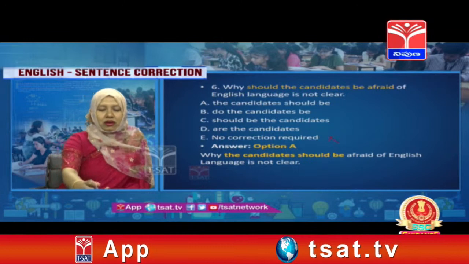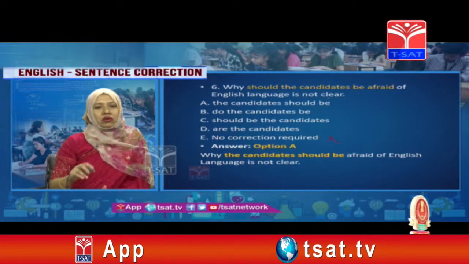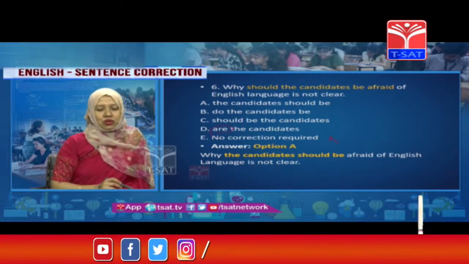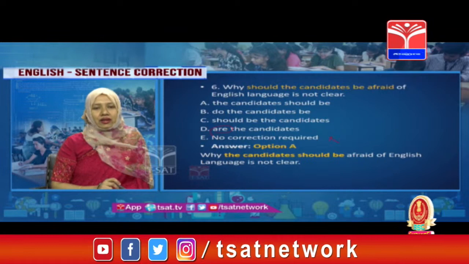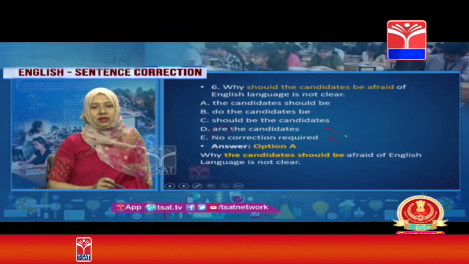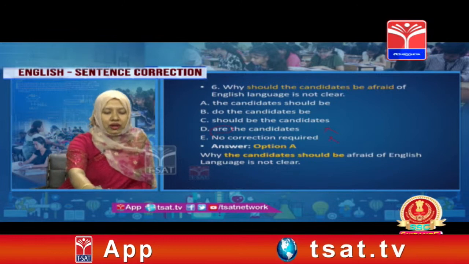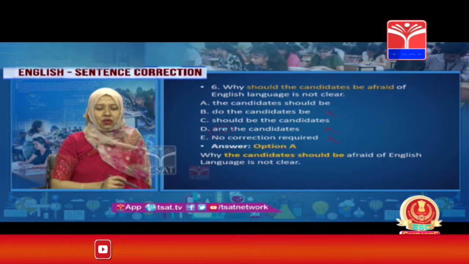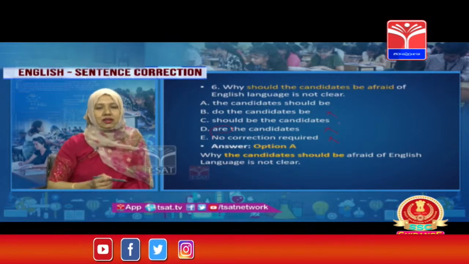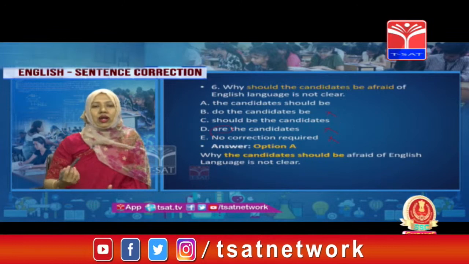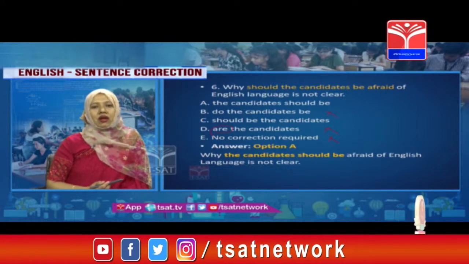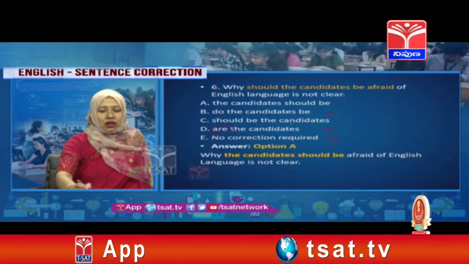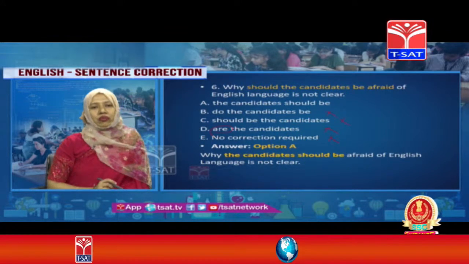Now here there is a mistake in the placement of modal verbs. Here helping verb is used in option D, are the candidates. So this is wrong, you can eliminate this. Now if you look at option B, do the candidates be, again do form of verb is used, you can eliminate this. Now you are left with A and C. There are two options left. How can you choose between them? Now should be the candidates or should the candidates be? Should be the candidates also is wrong.